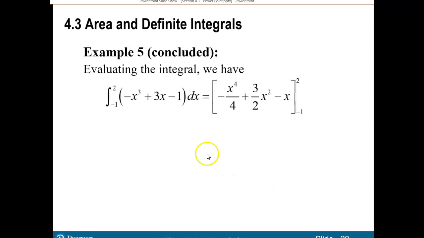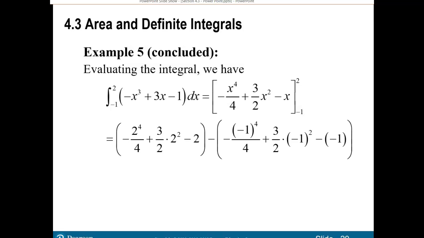All right, so let's evaluate it. This was our function. So our antiderivative, the negative sign just stays. We get x to the 4th over 4, plus the 3 would stay, x squared over 2, minus, and then the antiderivative of 1 is just x, from negative 1 to 2. So we plug in our 2: negative 2 to the 4th over 4 plus 3 halves times 2 squared minus 2, minus, then we plug in negative 1. So the negative stayed: negative 1 to the 4th over 4 plus 3 halves, negative 1 squared, minus negative 1.